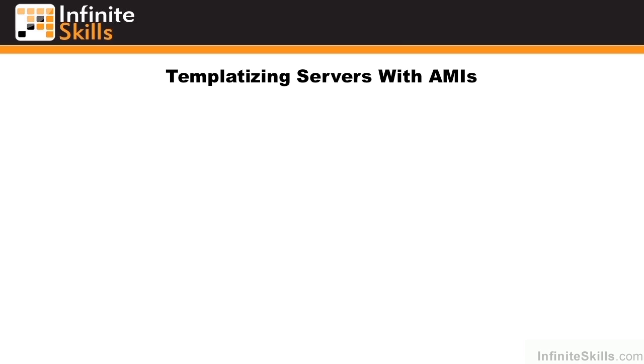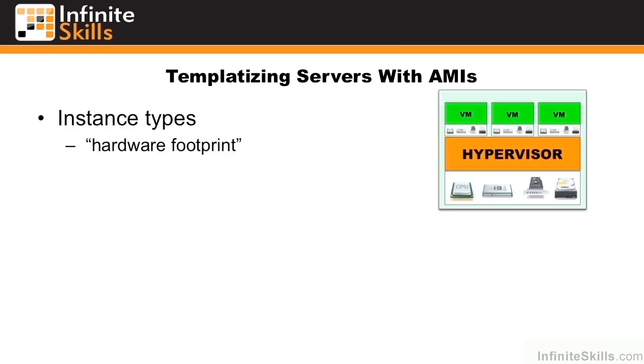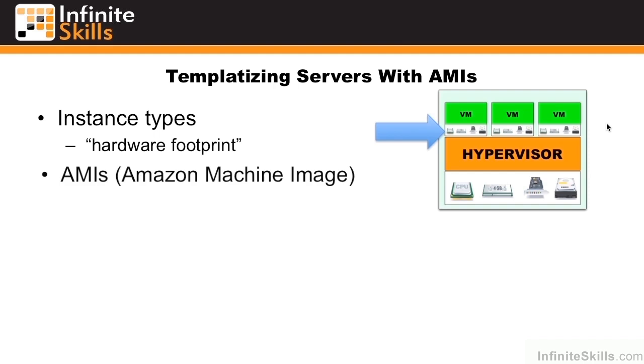In this presentation, we're going to investigate templatizing servers with AMIs. First off, remember that instance types are the hardware footprint. Over here, we have base hardware that is on the machine, such as CPU, RAM, network card, and disk. The VM sits above the hypervisor, and the hypervisor's job is to parse out a smaller amount of the CPU, RAM, network, and disk to the VM. So instance types define a hardware footprint.